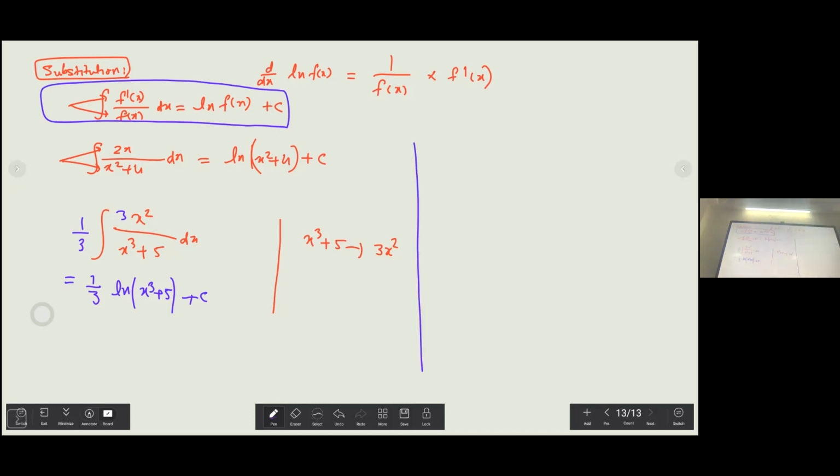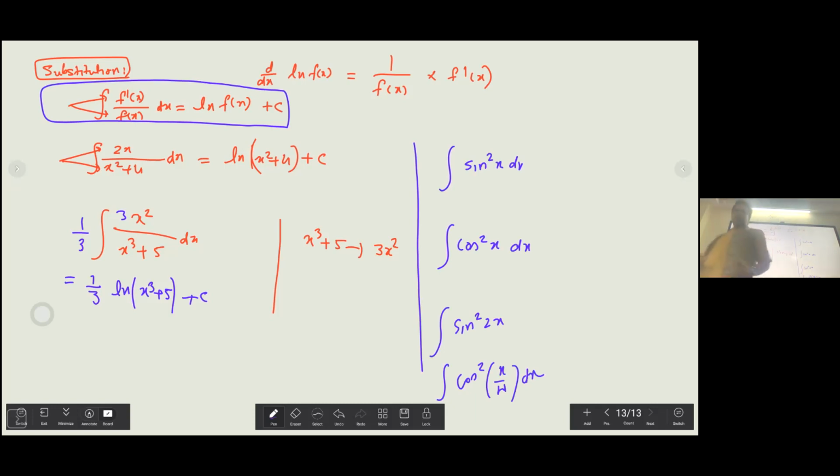Now, before I go on to the substitution, what I would like you to know is certain integration of trig functions. A lot of the time, students face challenges integrating sine square x, cos square x, sine square 2x, and cos square of x by 4, dx. I'm going to do all of these questions just to make sure we know the basic structure of the substitution part. So for these questions, remember the formula.